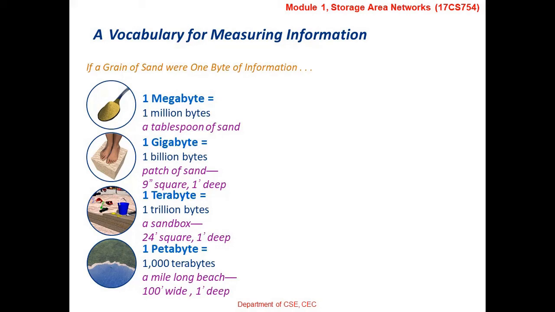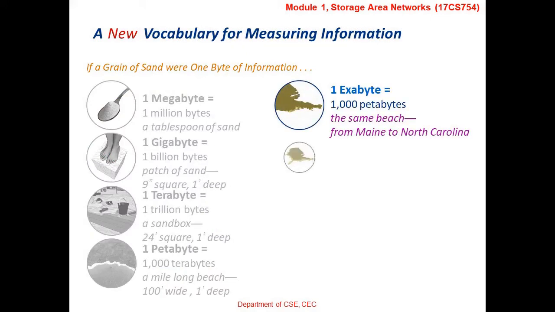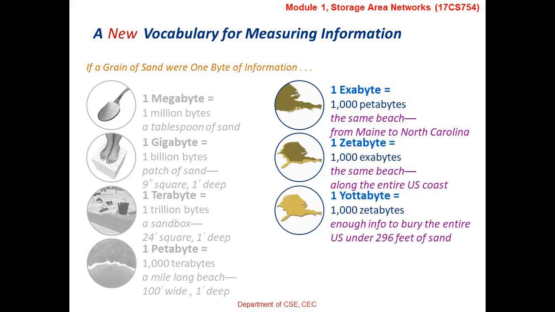If a grain of sand weighs 1 byte of information, then 1 megabyte equals a tablespoon of sand, or in other words, 1 million bytes. So 1 gigabyte equals a patch of sand that is 9 inches square and 1 foot deep, which is equal to 1 billion bytes. 1 terabyte equals 1 trillion bytes. 1 petabyte equals 1000 terabytes.